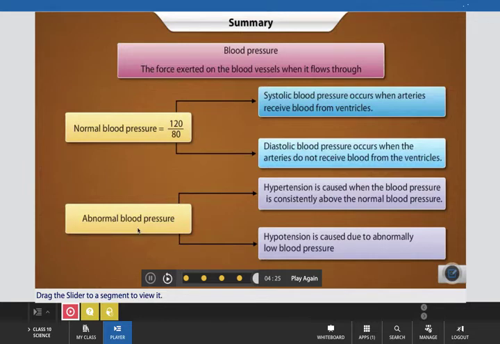And for abnormal blood pressure, there are two conditions. One is hypertension, which is caused when the blood pressure is consistently above the normal blood pressure, and the other abnormal condition is hypotension, which is caused by abnormally low blood pressure. With that, we have come to know about the concept of blood pressure, which is related to our transportation system. Now come to the next part of transportation, where you will learn about the difference between arteries and veins.